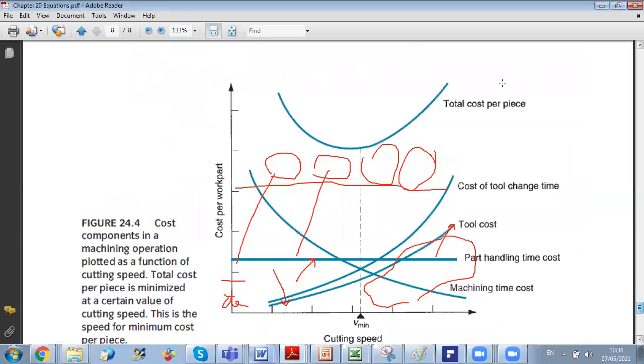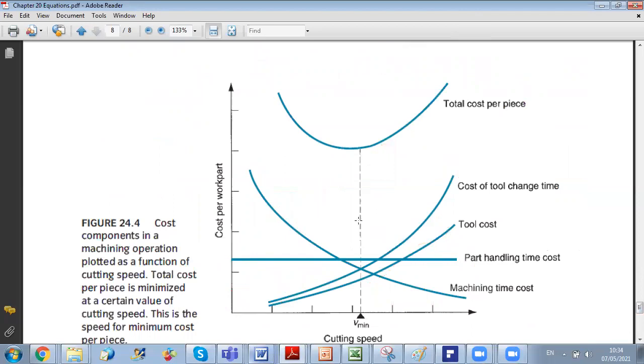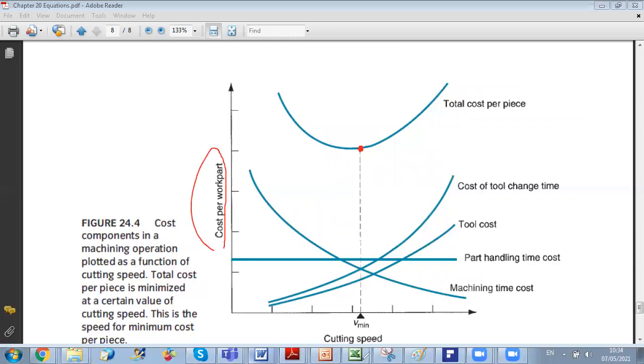If we see the graph, the constant part is the part handling time cost. The tool cost and the cost of tool change time are both increasing with the cutting speed, while the machining time cost is decreasing with the cutting speed. Therefore, when we perform the addition, we will have a certain optimum which corresponds to the cutting speed that gives us the minimum cost per work part. This is why we call it Vmin, because Vmin refers to the speed for minimum cost, while Vmax represents the speed for maximum production rate.